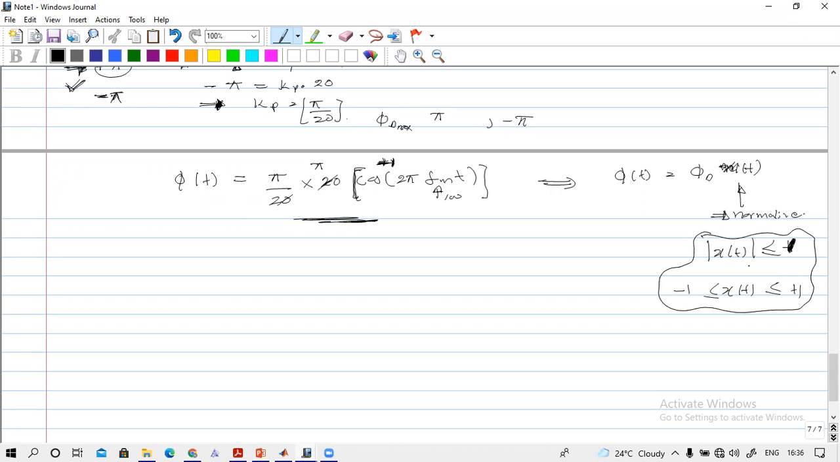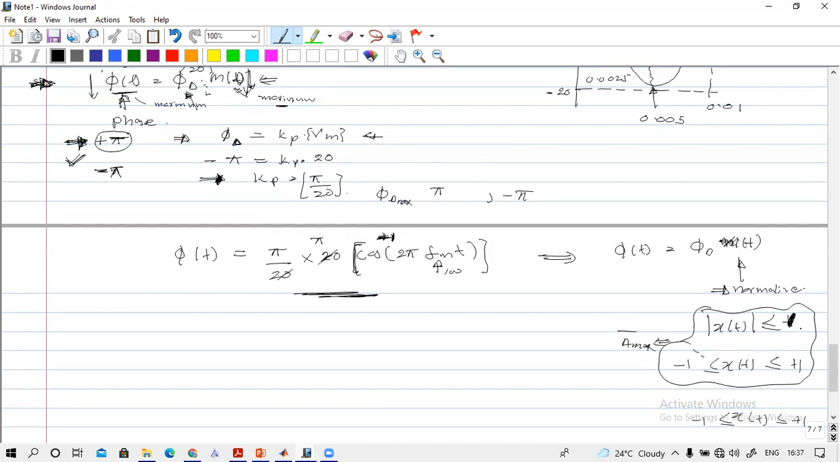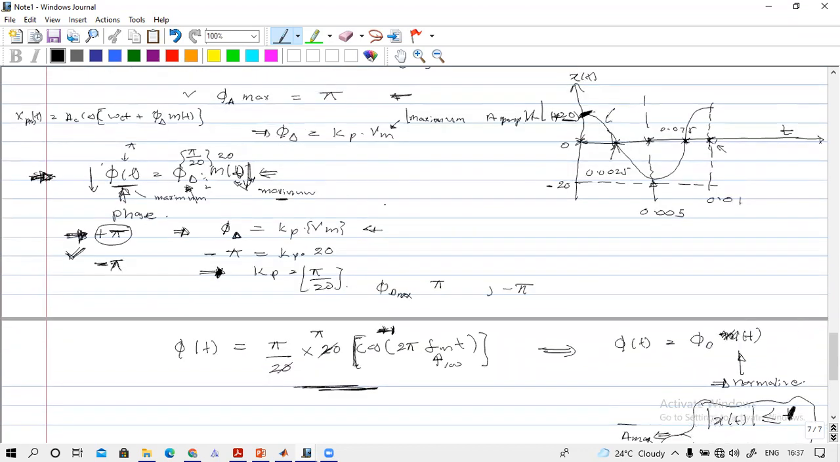What we have done is simply divided our signal by the maximum amplitude. That is what we call normalizing. So this x(t) will become minus one to plus one. I hope you can understand.